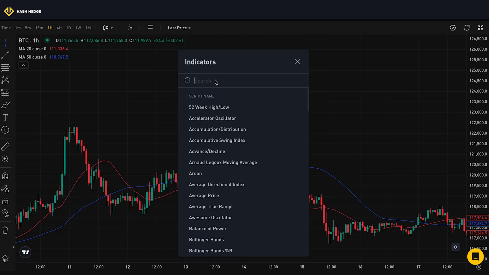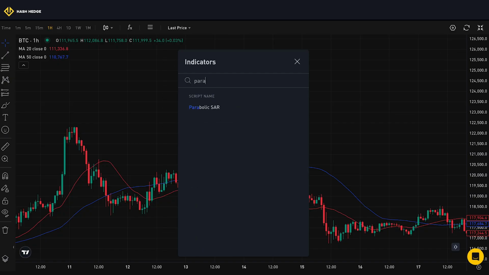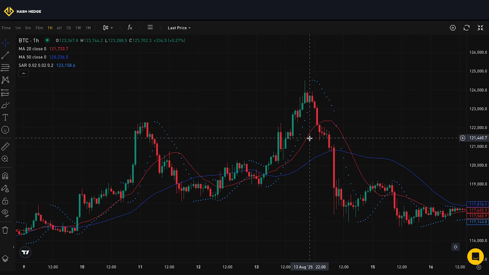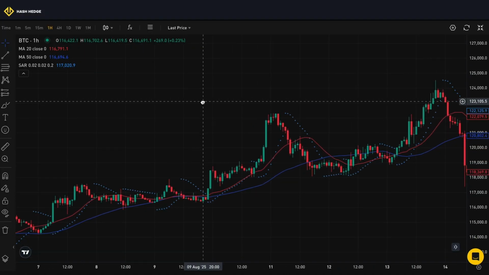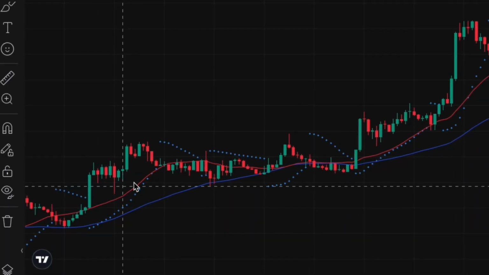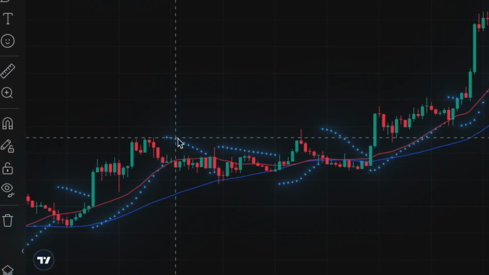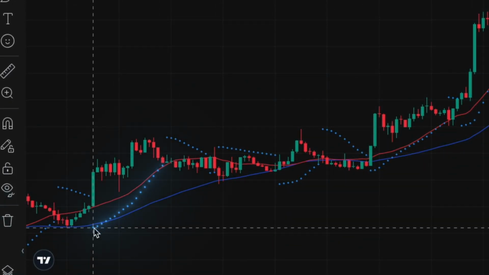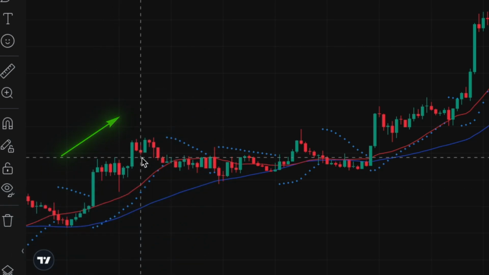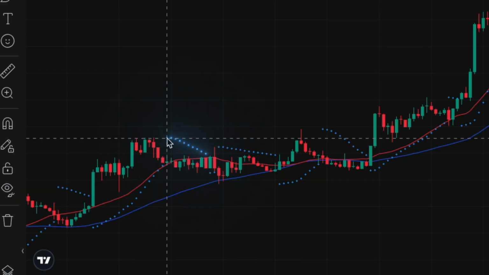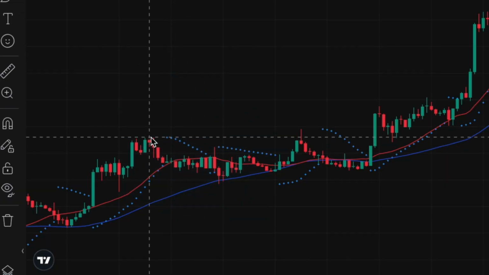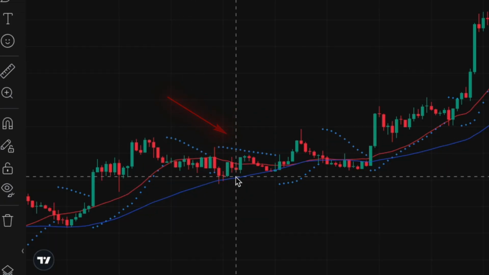So the first thing we will do to improve this strategy is to add a parabolic indicator to the chart. As you can see, the parabolic indicator is also a trend indicator. Let me briefly explain how it works. When we have dots under the chart, it gives us a signal to trade up. And when the chart crosses this parabolic line, the dots change their location. And when we have dots above the chart, that's a signal for a down trade.